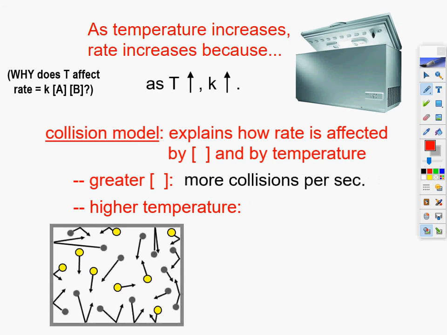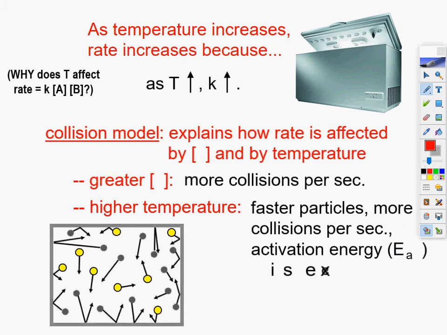Greater concentration, more collisions per second. Higher temperature, all right? Faster particle movement, more collisions per second. The activation energy is exceeded more often. We're going to look at the activation energy graph here in just a second.